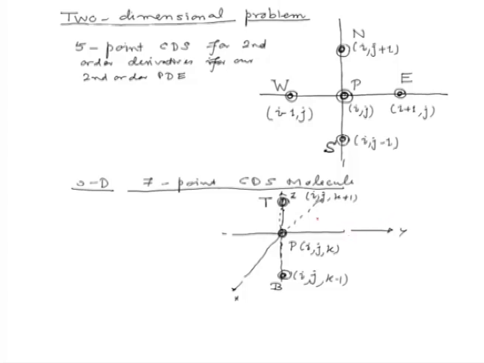Other two sides, same thing. We have this eastern neighbor along the positive x axis, i plus 1, j, k, the western neighbor towards the negative x axis, i minus 1, j, k. Towards the positive y side, we have the northern neighbor N, its indices would be i, j plus 1, k, and similarly, toward the negative y side, that is our southern neighbor, which will have the index i, j minus 1, k.